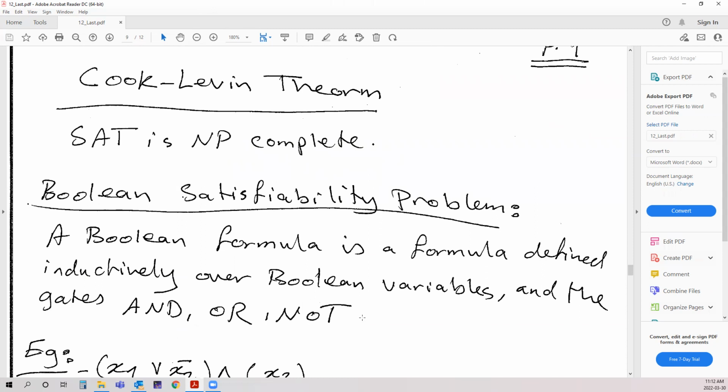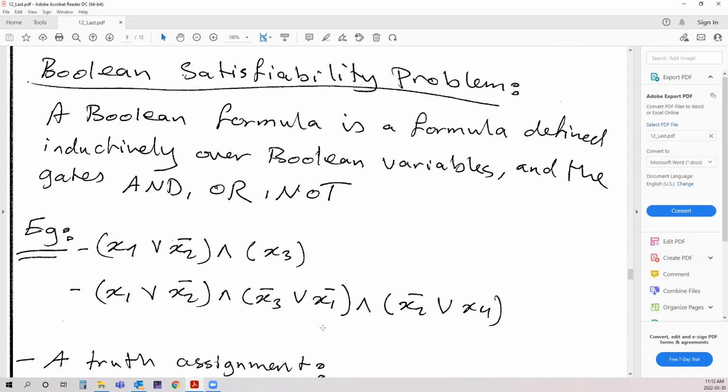Then we talk about the Cook-Levin theorem, and we talk about the SAT problem. What is the SAT problem? It is the Boolean satisfiability problem. A Boolean formula is a formula defined inductively over Boolean variables and the gates AND, OR and NOT. So I will use the three gates AND, OR and NOT.